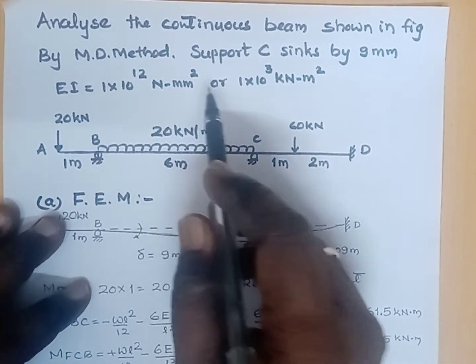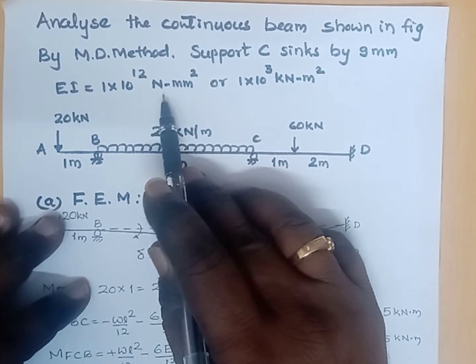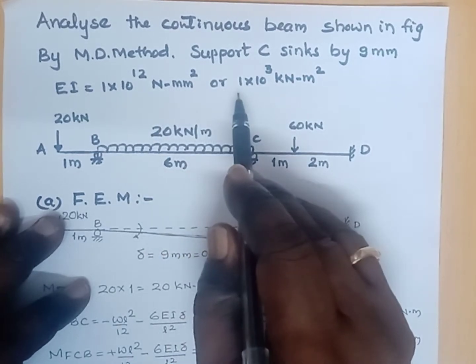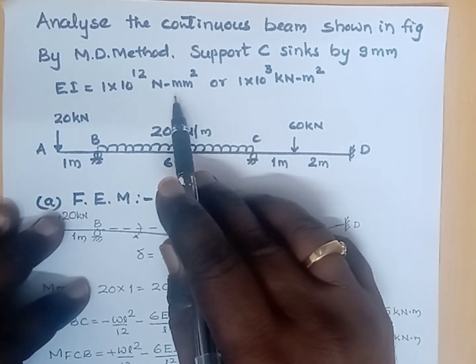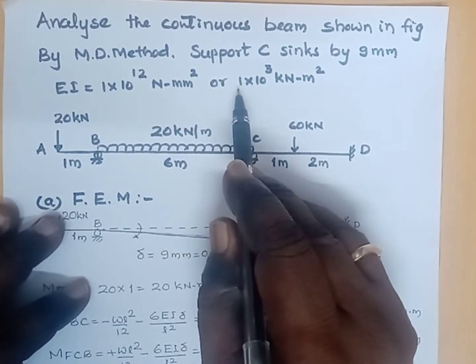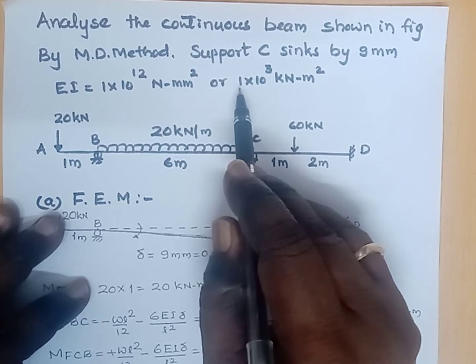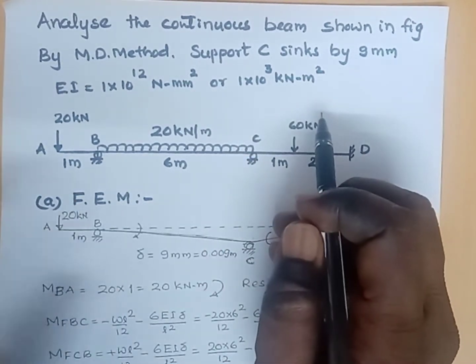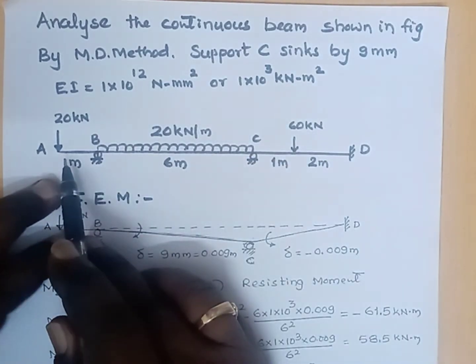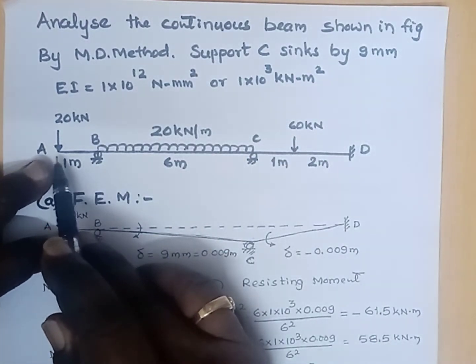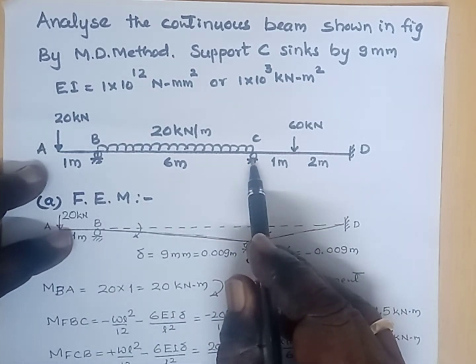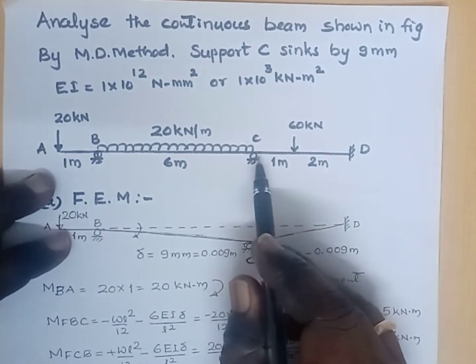If you convert, that is divided by 1000 square, that is divided by 1 into 10 to the power of 9, you will get EI equals 1 into 10 to the power of 3 kilonewton meter square. Here the problem is given as, one of the supports C sinks by 9 millimeter.